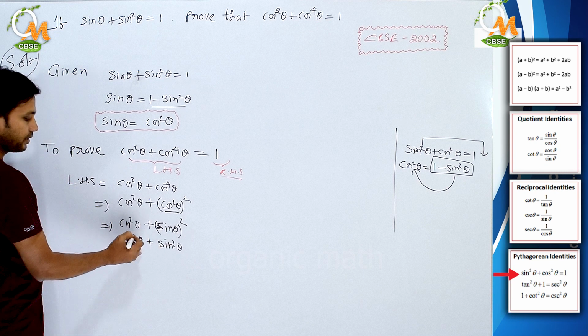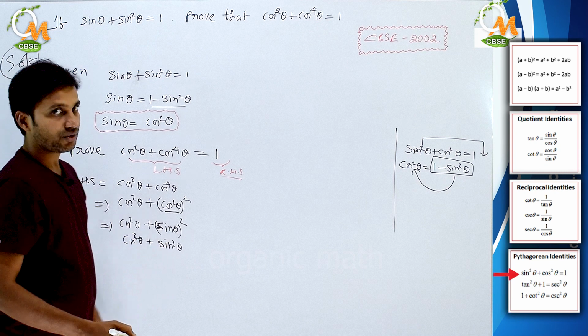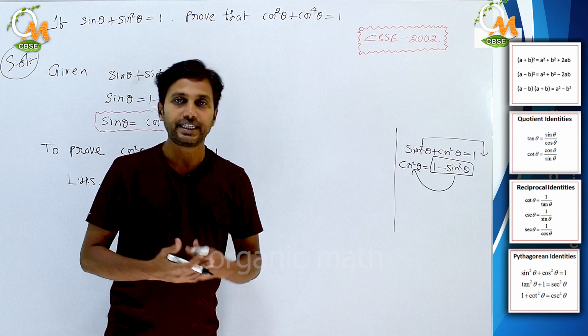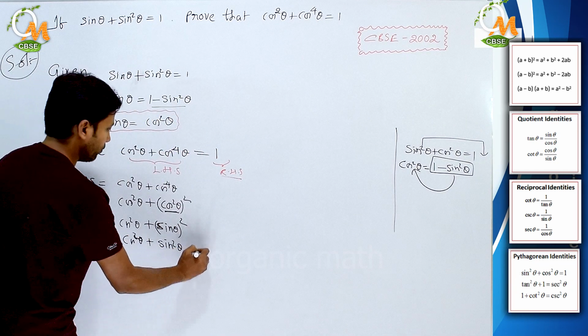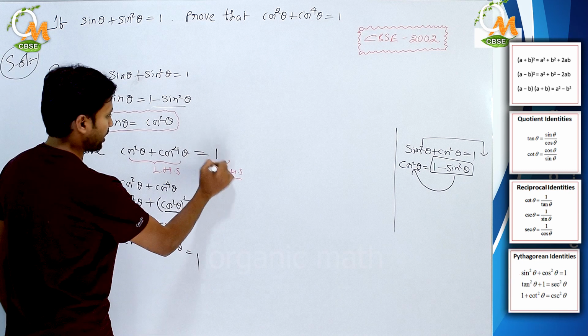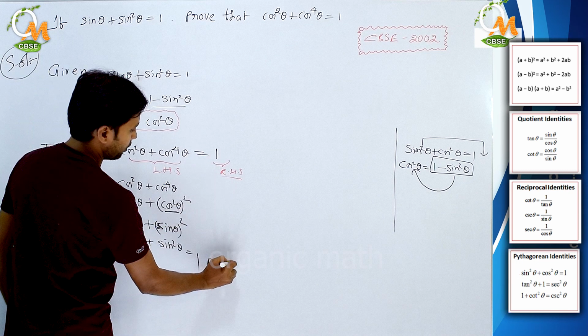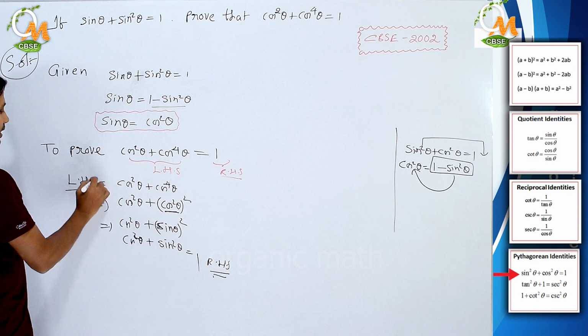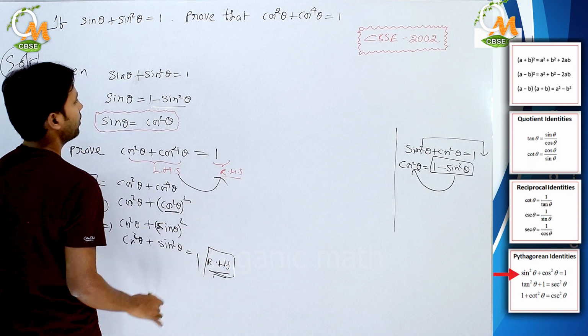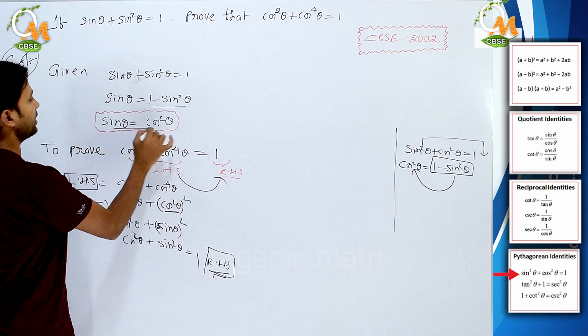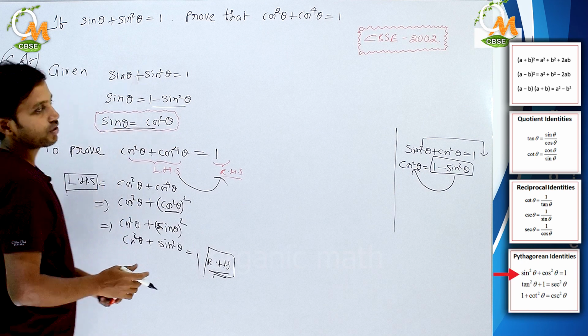So what is this? Cos square theta plus sin square theta means it is the first identity, and the value of this would be 1. So therefore is it our RHS or not? So we obtained RHS. We took LHS and we obtained RHS, using this condition. Understood? Like this we can solve it. So that's it.